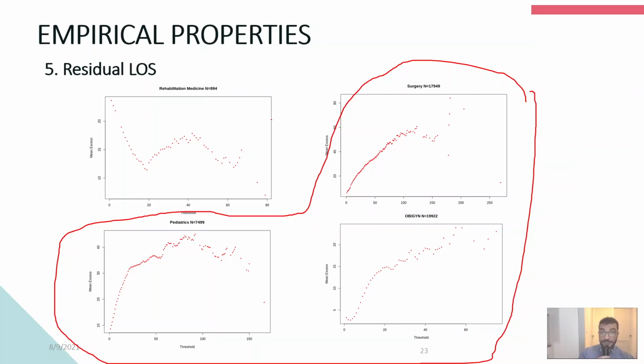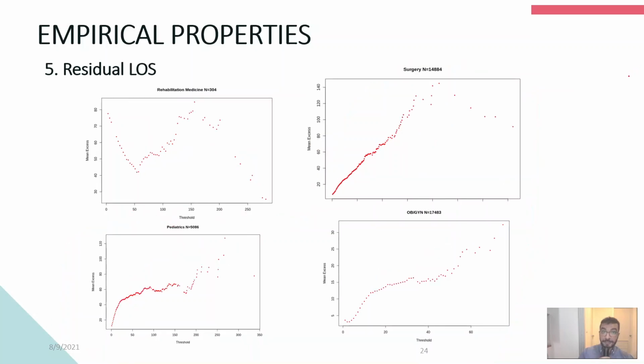And there is a surprise in the rehabilitation medicine department, which has an increasing mean excess function past the 20 days threshold, meaning that if a patient hasn't been discharged by that time, the residual length of stay would be increasing. So this means that, save for manual restrictions imposed on it, length of stay is naturally heavy-tailed in this department as well.